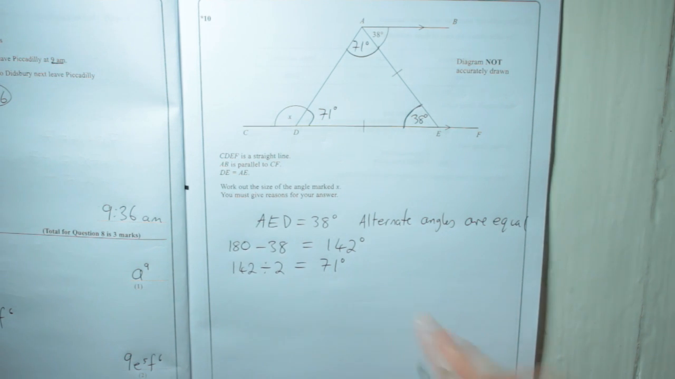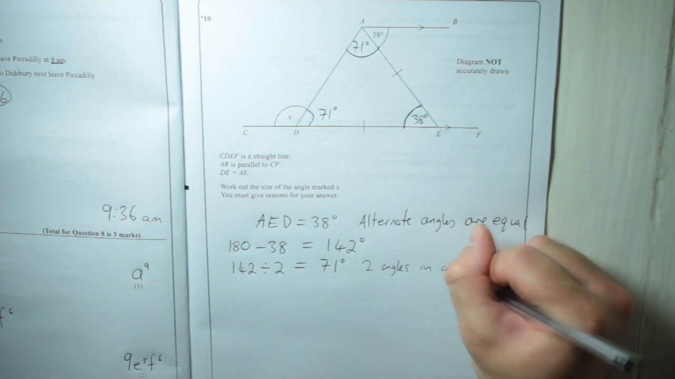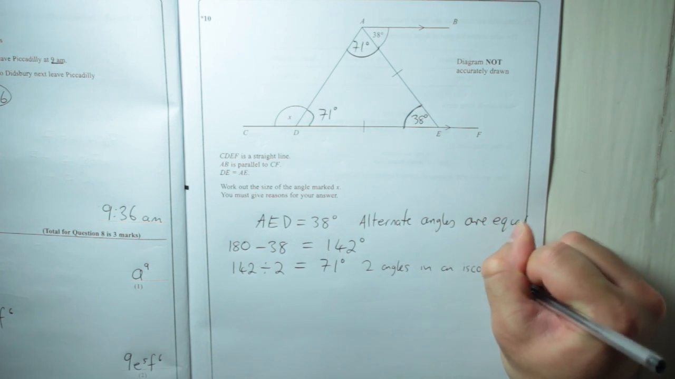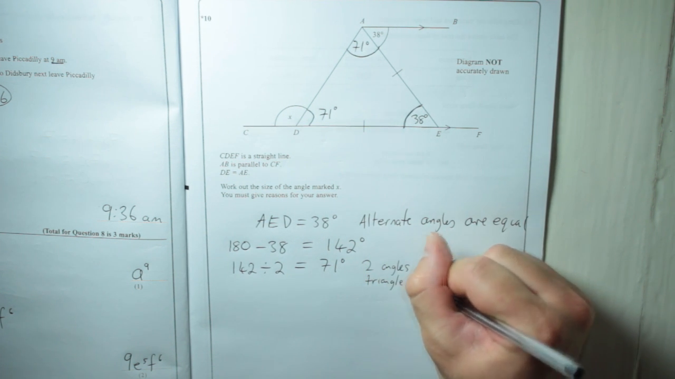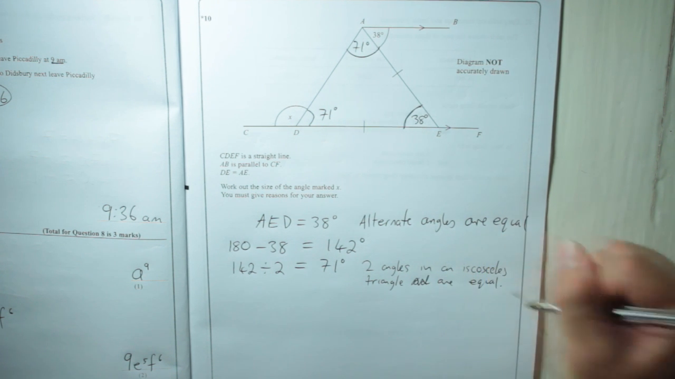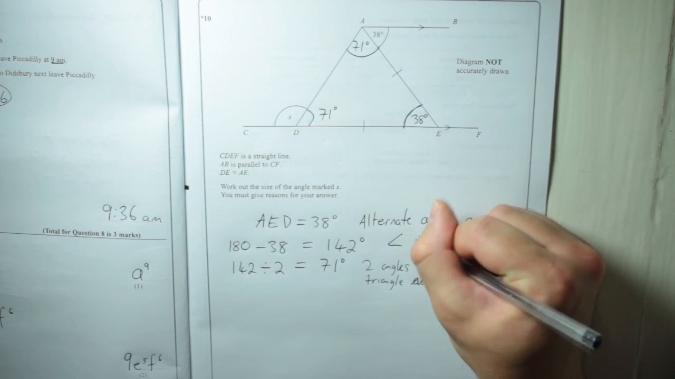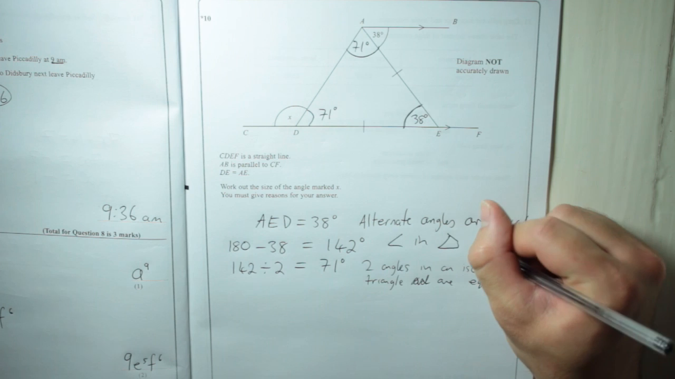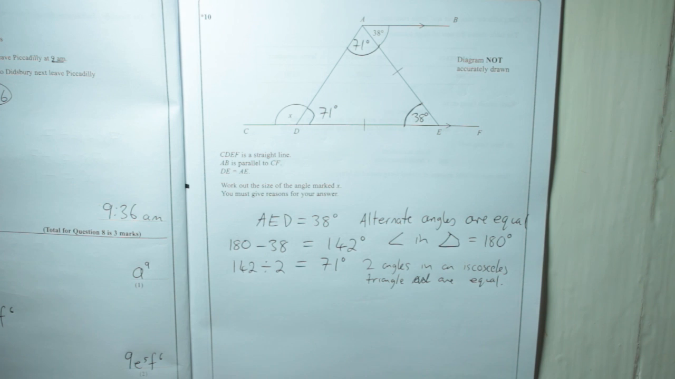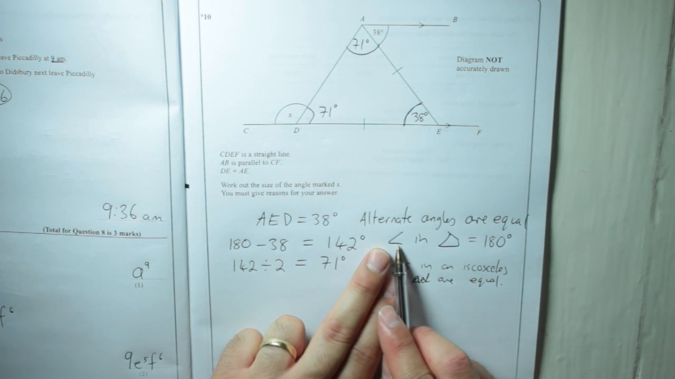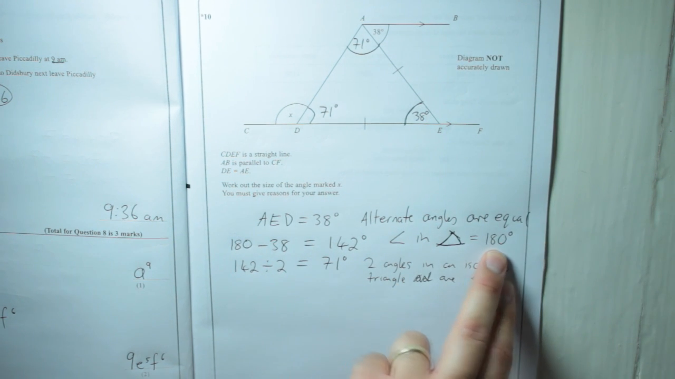So at this point I can say two angles in an isosceles triangle are equal. Also, angles in a triangle equal 180 degrees. You might want to add that as well, because we know that that plus that plus that add up to 180 degrees. This is the sign for angles in a triangle, which I sort of messed up, it should look like a triangle, equals 180 degrees.